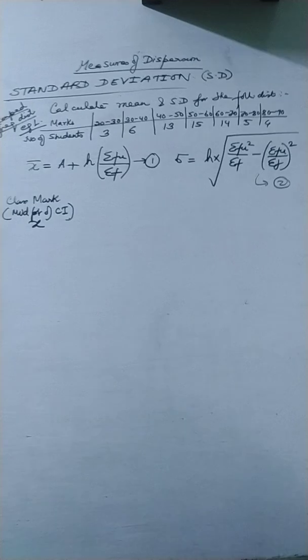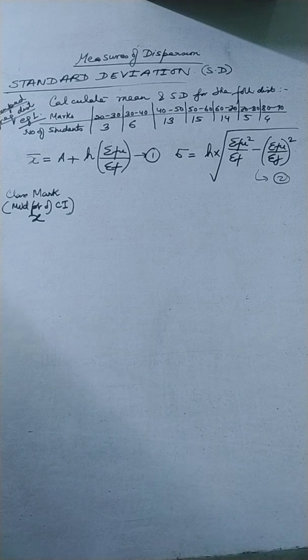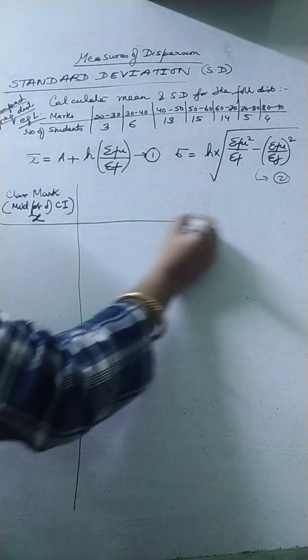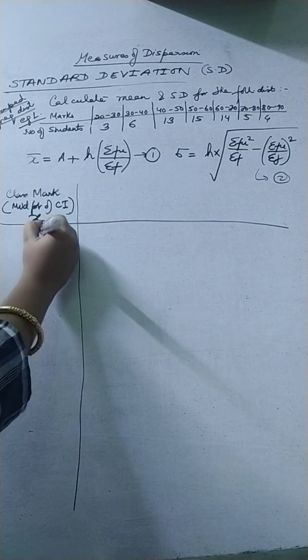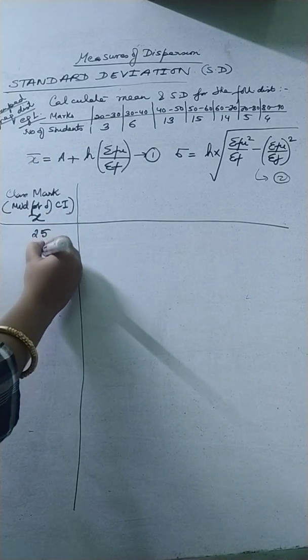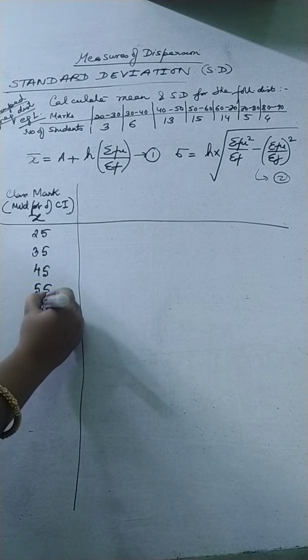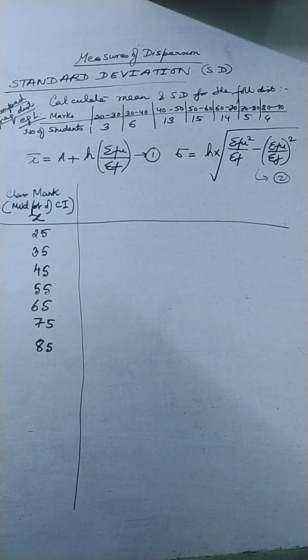So what is the class mark for each of these intervals? Let us write. For the first one, 20 to 30, what is the midpoint? Obviously 25. 30 to 40, 35. The next ones, 45, 55, 65, 75 and 85. 85 is for 80 to 90. If you want, you can write the class intervals on this side. I did not write them because I won't get too much space.